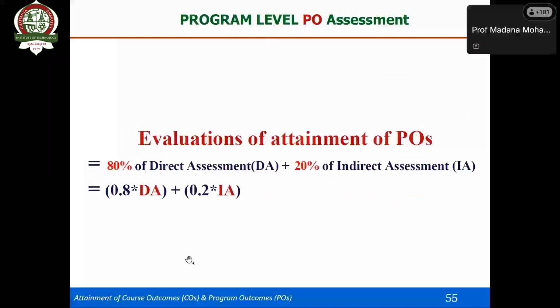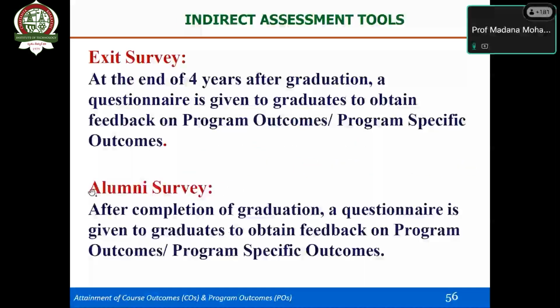Now let us see the evaluation of attainment of POs at program level: 80% of direct attainment plus 20% of indirect attainment. If you convert into a formula, 0.8 into direct attainment value plus 0.2 into indirect attainment value. Now let us see the indirect assessment tools at program level. These are not applicable to the individual course. For the individual course, the indirect attainment through the end semester survey we already considered. So here: exit survey, alumni survey, employer survey, etc.